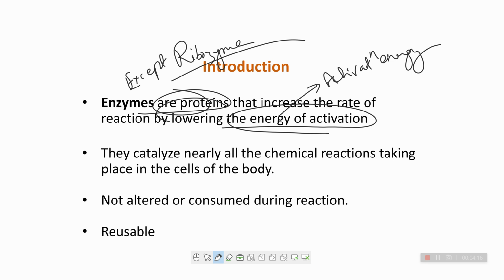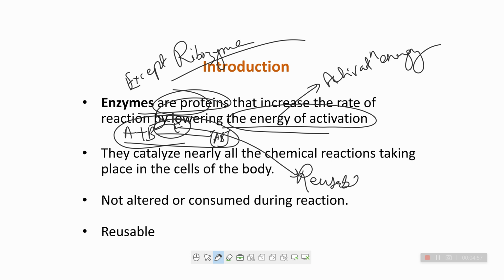Remember one thing. Enzyme does not enter into the reaction. Suppose when A reacts with B with the help of enzyme, they do not alter this reaction. They only increase the rate of reaction, but they do not go inside the reaction to combine with AB or form another product. That will not take place. And after the completion of this reaction, this enzyme will be reusable. What? This enzyme will be reusable. We can use this enzyme again. Understand? This enzyme will be reusable.